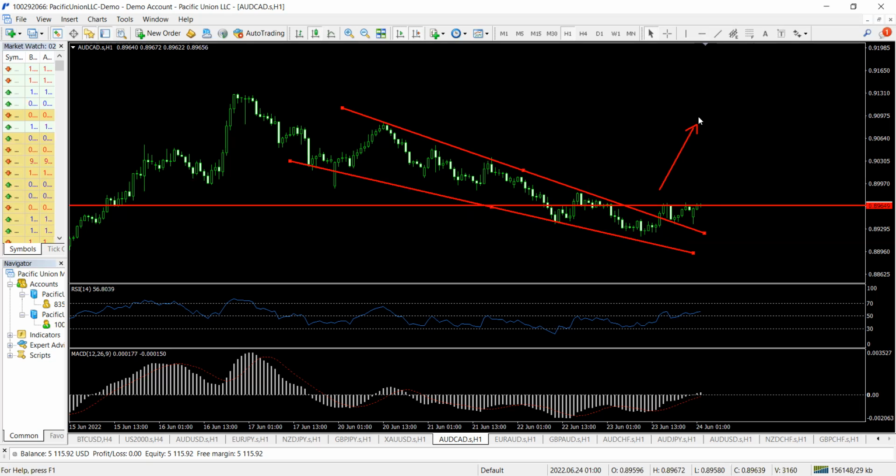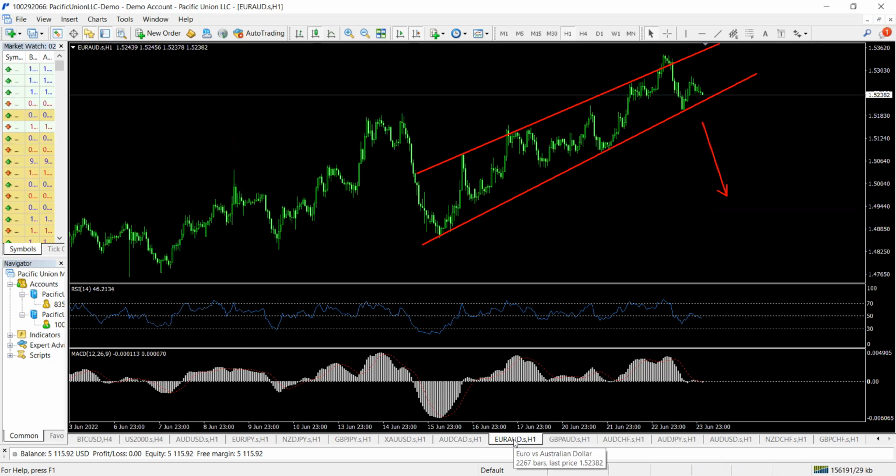So we are bullish biased on AUD CAD. So you can look for bullish opportunities. You can follow this same signal, or if you have a trading strategy, you can confirm with a trading strategy to take a bullish trade on AUD CAD for today.